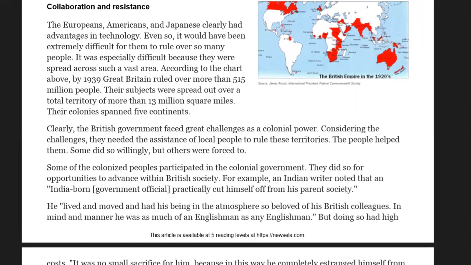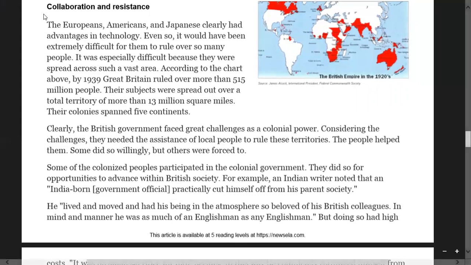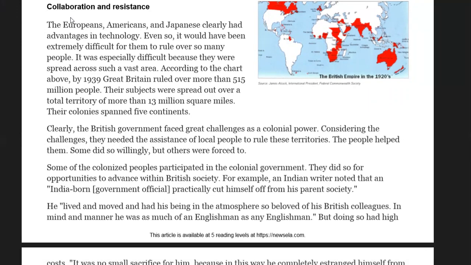In fact, how could any of these colonial powers do this? And the first point they make is on this concept called collaboration right here. So collaboration is when people work together. And in the context of imperialism, collaboration involves when people in the areas that were colonized worked with the colonizers.